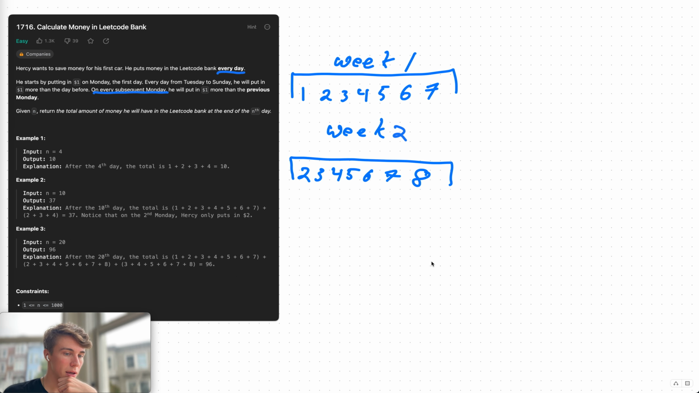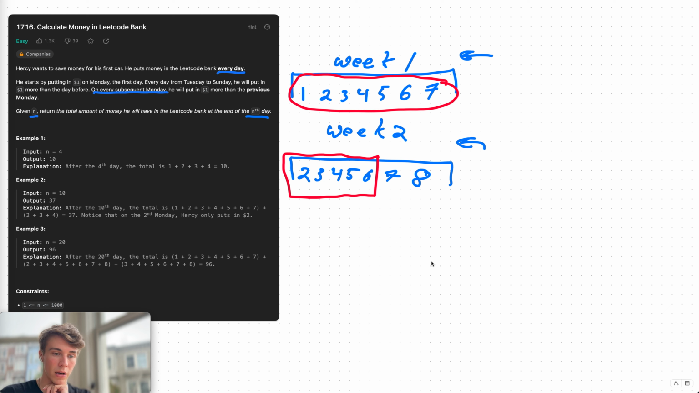And the question here says that given n, which is just the number of days, return the total amount of money he will have in Leetcode bank at the end of the nth day. So we're not given a specific week. We're not given this term in weeks. We're given it in days, meaning that the investment time period can end maybe the 4th day or the 5th day of the second week, and we would have to take into account the whole previous week and a portion of the second week.